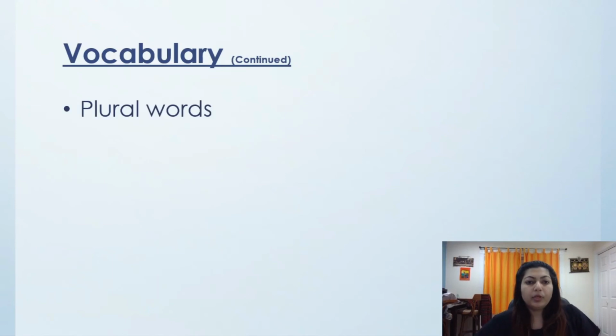Then we have plural words. We are doing just the S and the ES in plural words. We are not doing complicated ones like cactus and cacti or goose and geese. We are just sticking to S and ES. So first S, and if your child masters that, then move into ES.